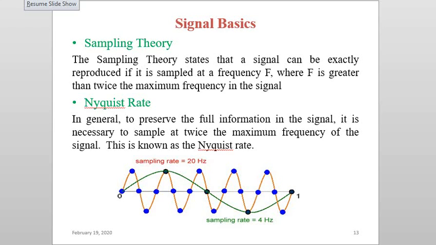In this diagram we have the signal which looks like this one, but from the sampling rate of 4 Hz, if we generate the signal, we get a diagram which looks like this, which is not the original signal. So if we want to generate the original signal, we need to use the sampling theorem with the Nyquist rate. Now moving to the next.